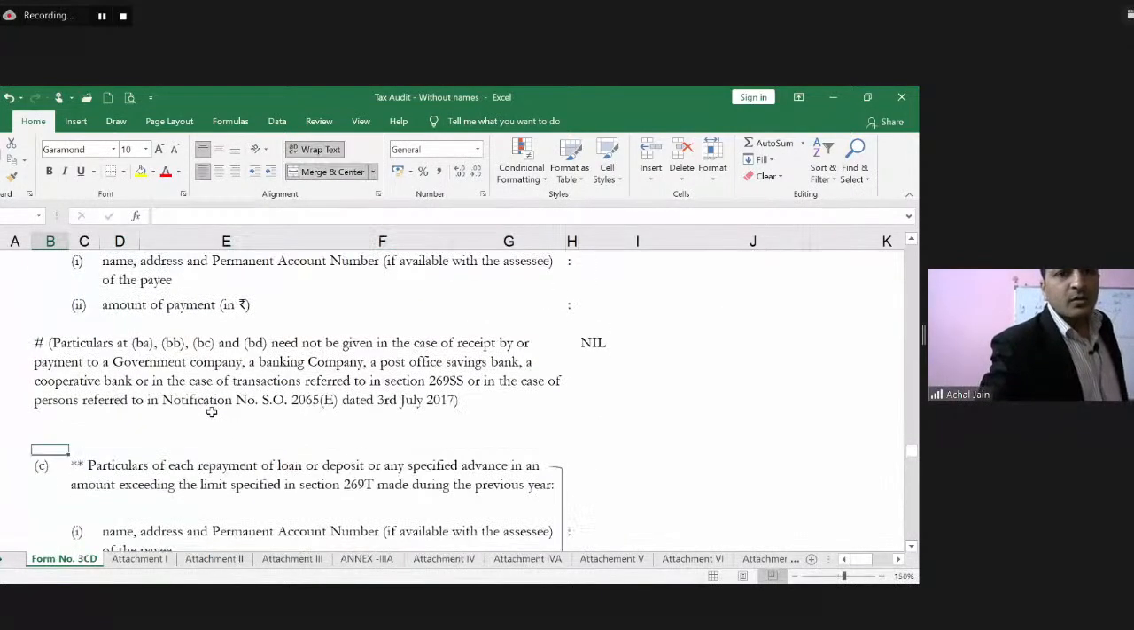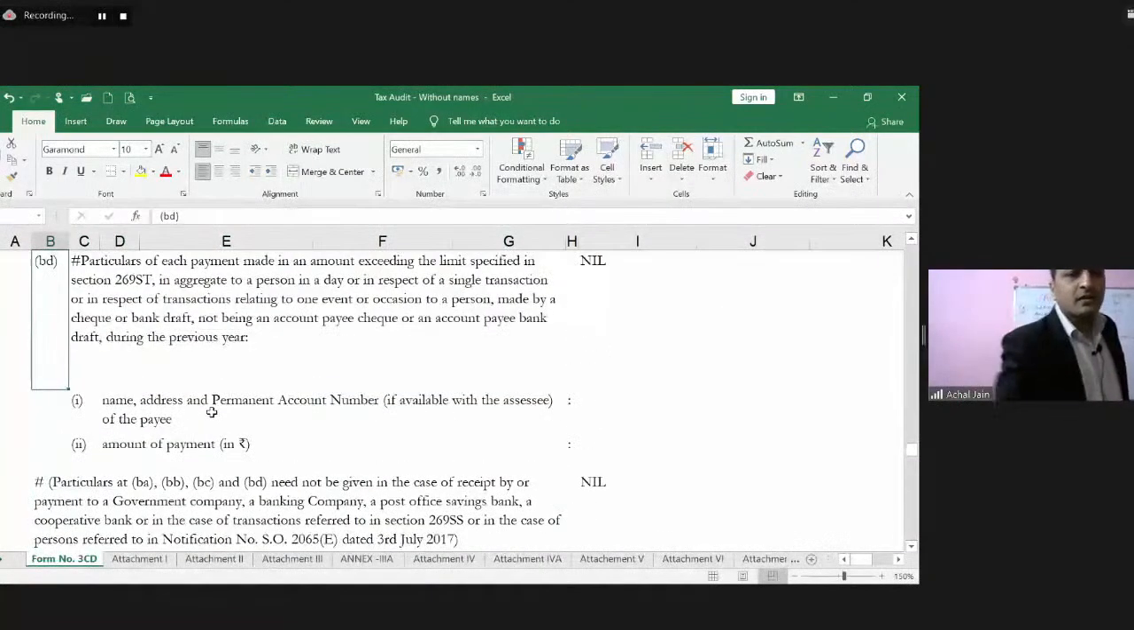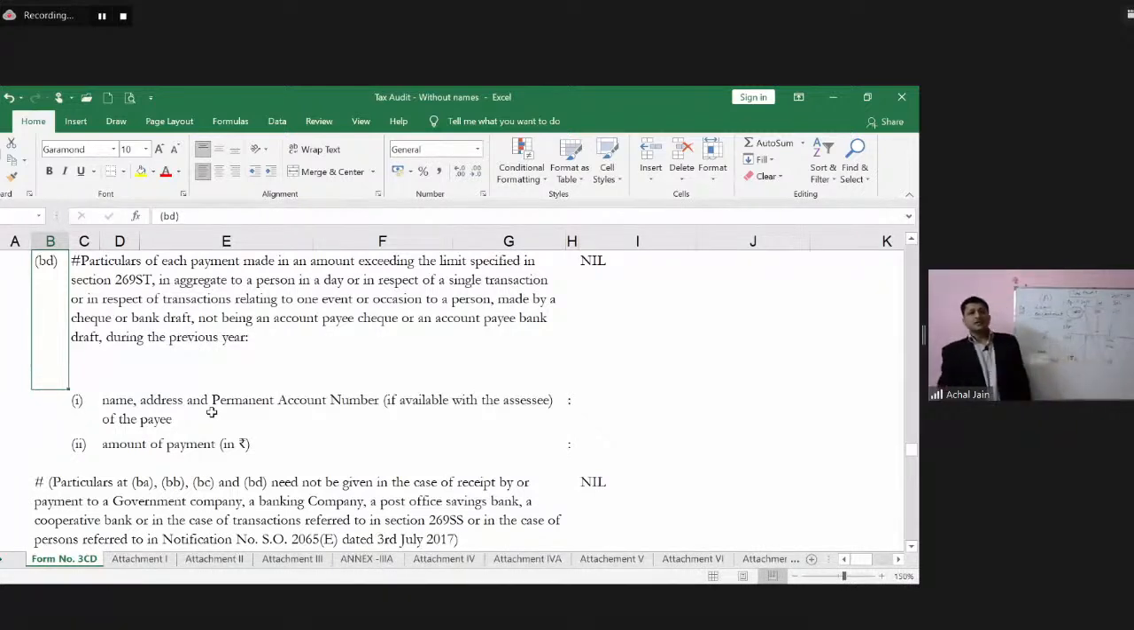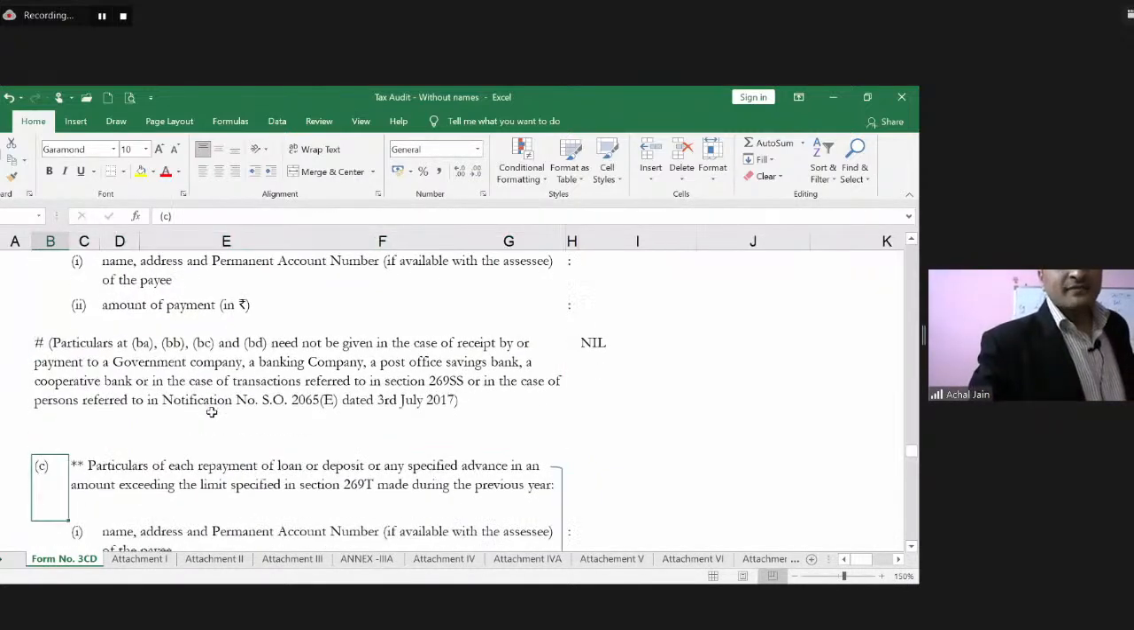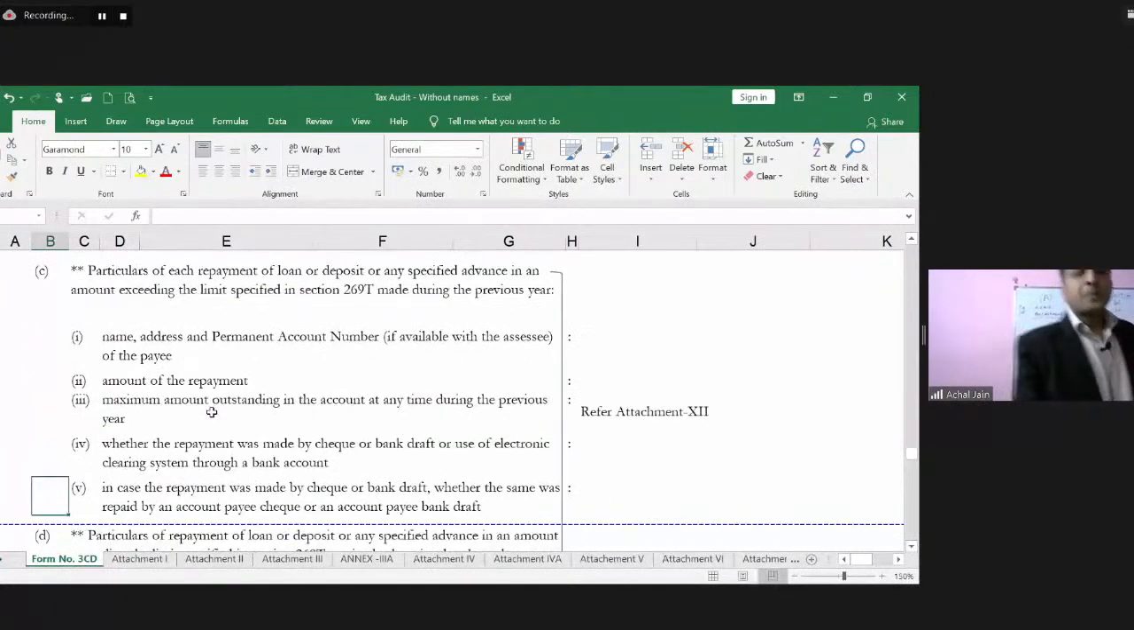it also talks about particulars of each payment made in an amount exceeding the limit specified in section 269ST, and all other points then remain on the same lines. Then moving on to point number C. Particulars of each repayment of loan.